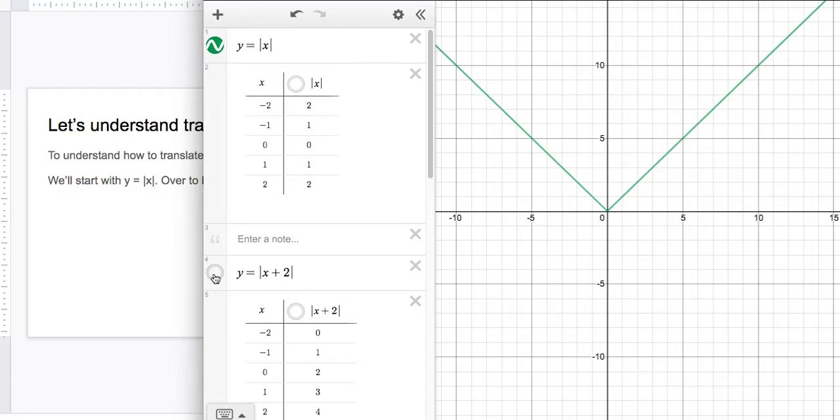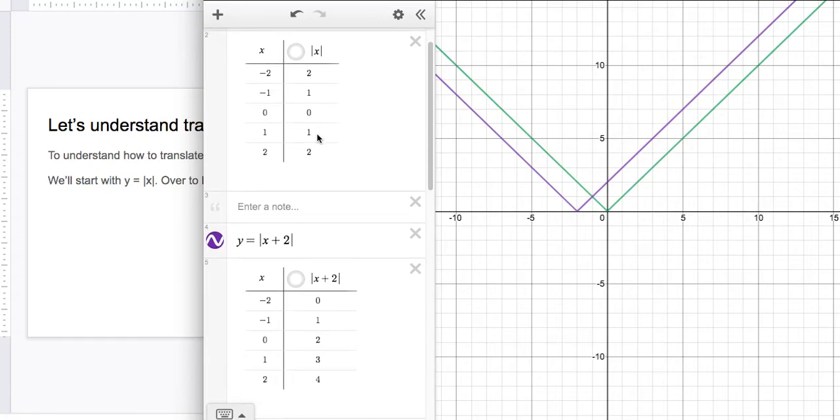Now, I decided to change the absolute value by adding 2 inside to the x. Let's see what that does. Aha, that seemed to move the graph 2 to the left. Now, why would that make sense? We could memorize, 2 left means add 2. And if I changed this to 3 or 4 or 5, we'd see that pattern. But I want you guys to understand why a plus 2 goes to the left.